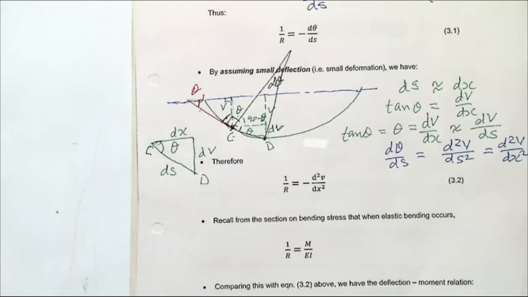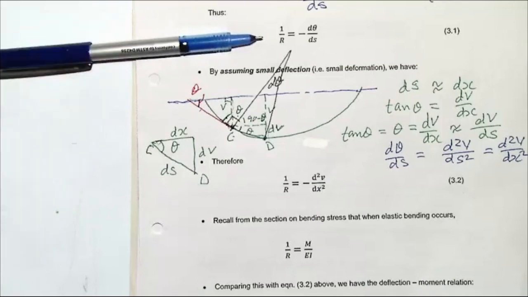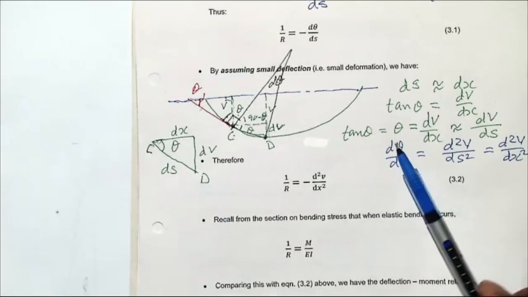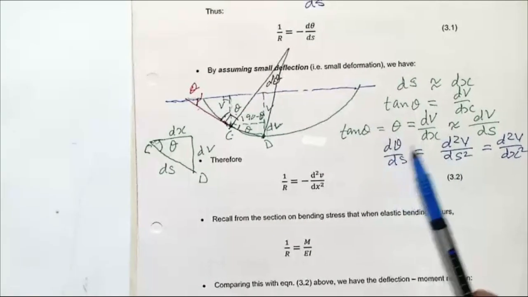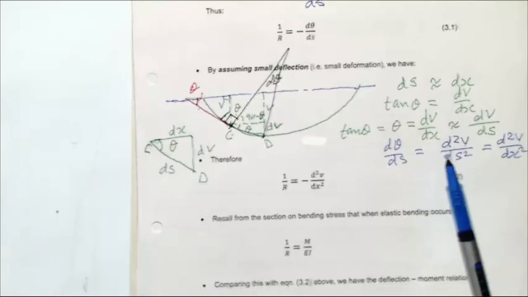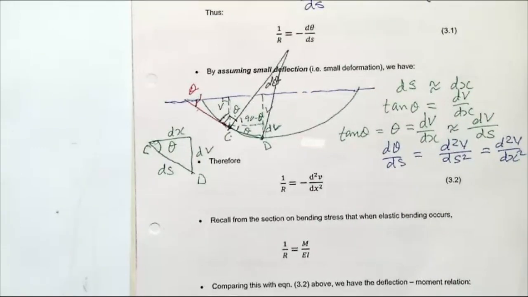Could you explain this again, please? Yeah, so I think we've shown here that 1 over the radius of curvature is minus d theta ds, okay? And we found what theta is. We said theta equals dv dx. So if you differentiate, d theta ds would be d2v over ds squared, or d2v over dx squared. And that gives us 3.2. And that is the only derivation that I need.